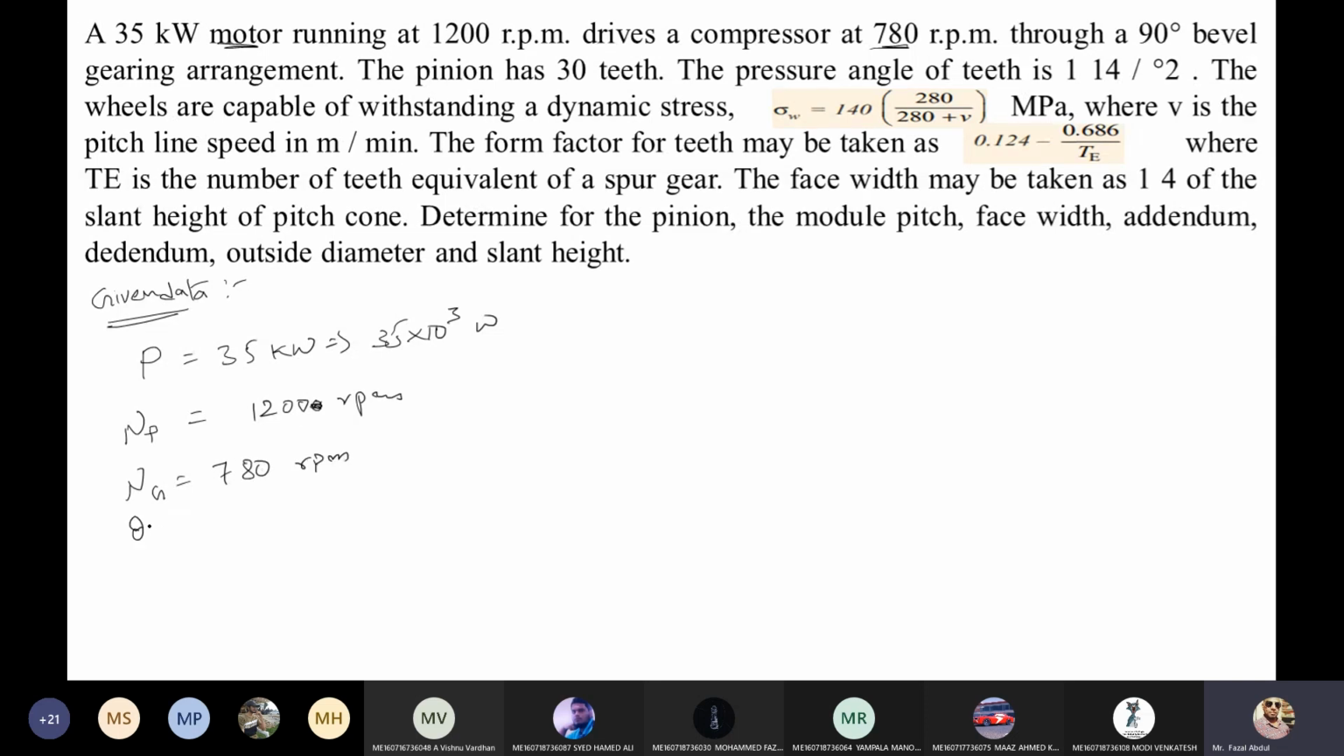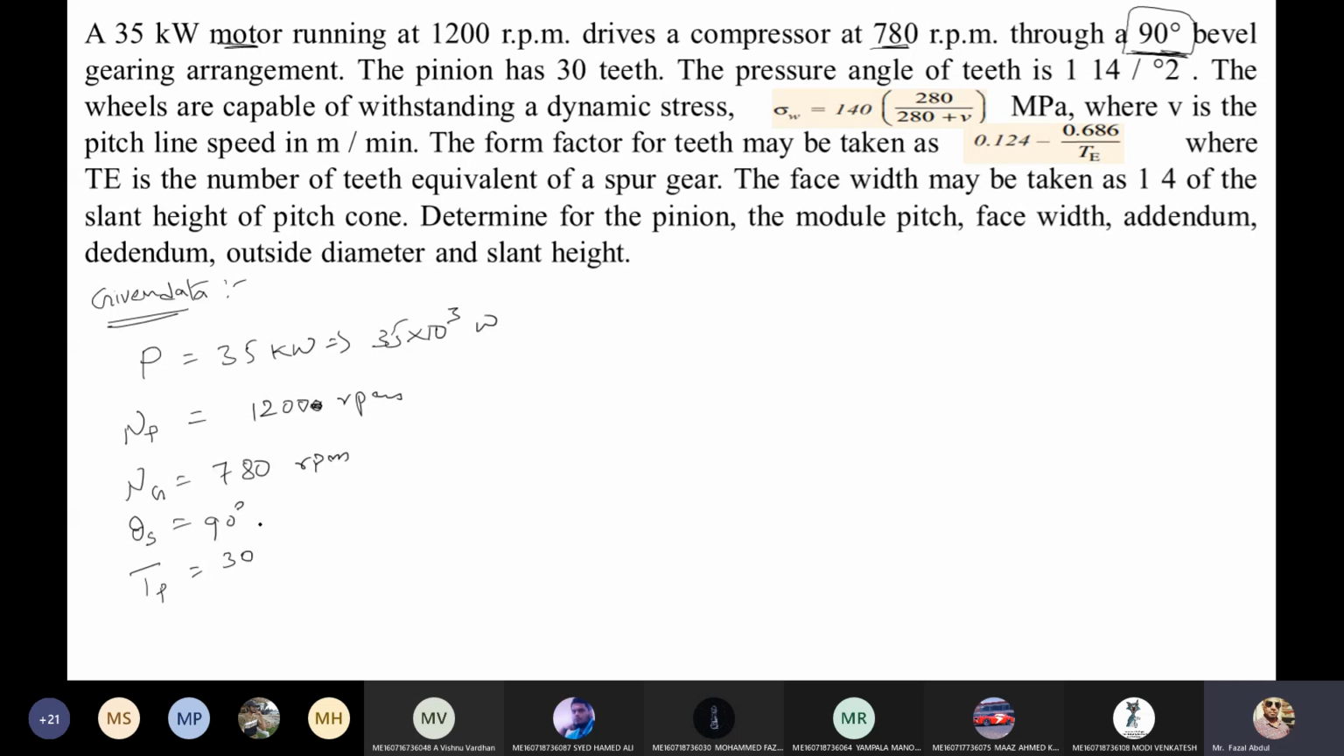through 90 degrees. What is 90 degrees here? This 90 degrees indicates the angle between the two shafts. Why am I calling it 90 degrees? Because the bevel gear arrangement is perpendicular; the axes of the bevel gears are perpendicular to each other. So 90 degrees is nothing but the angle between the two shafts. That is theta s equals 90 degrees. Then the pinion TP has 30 teeth.